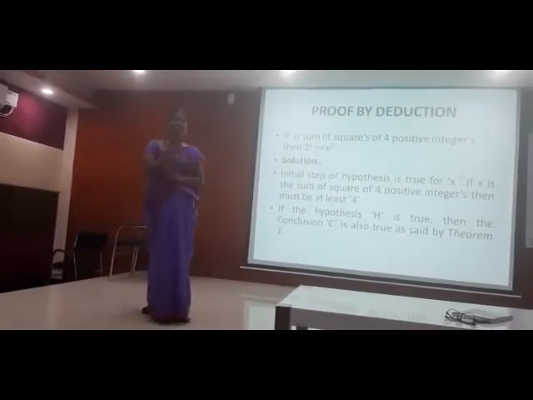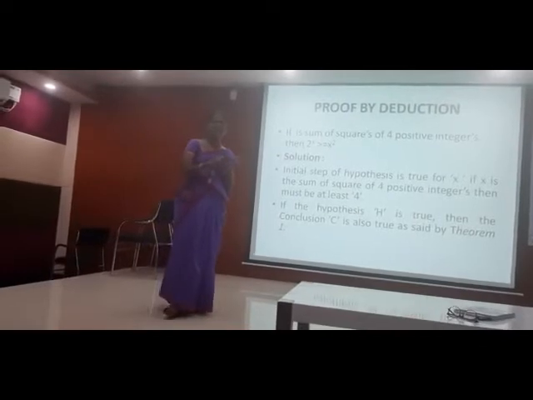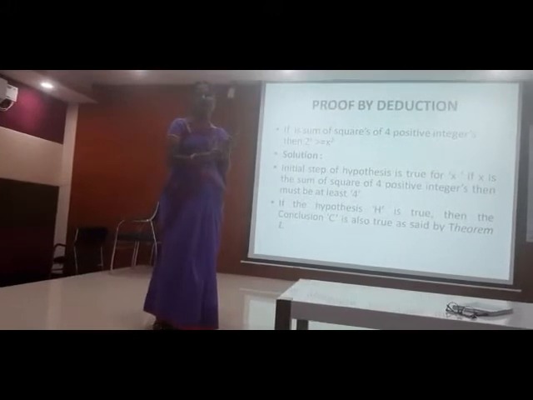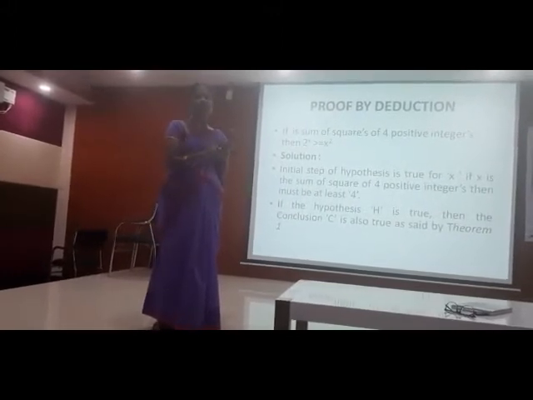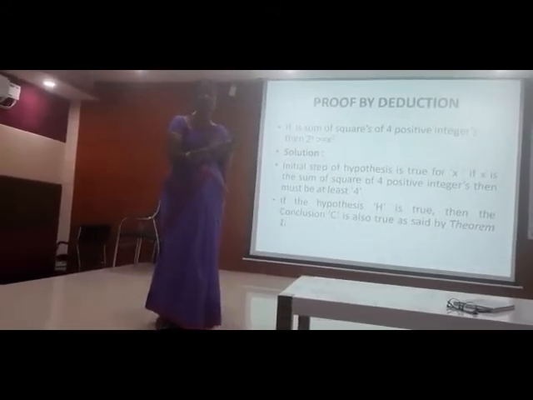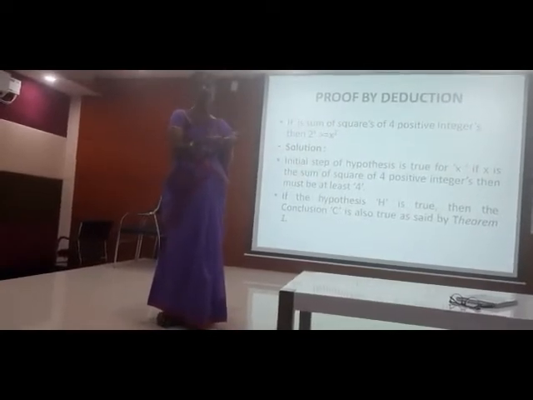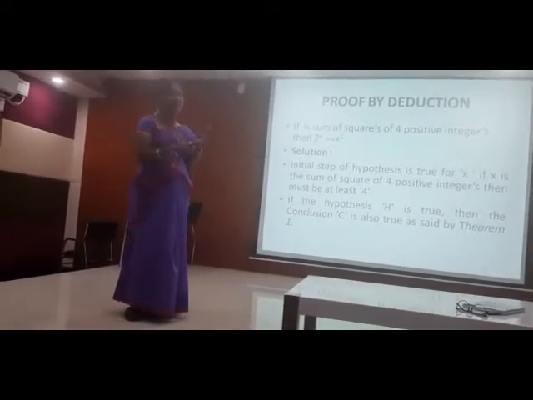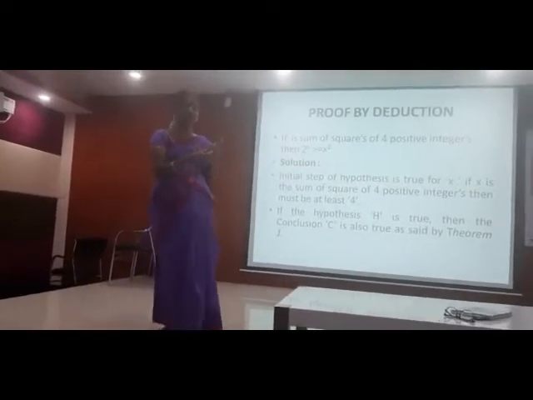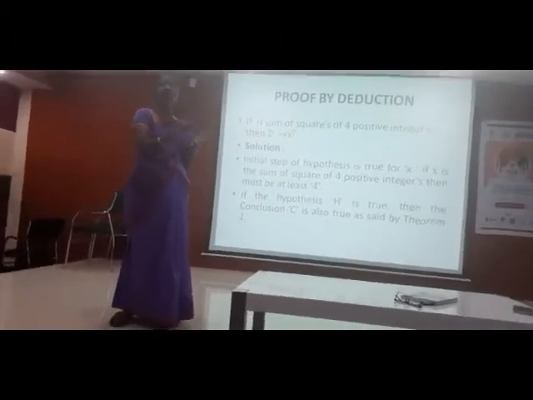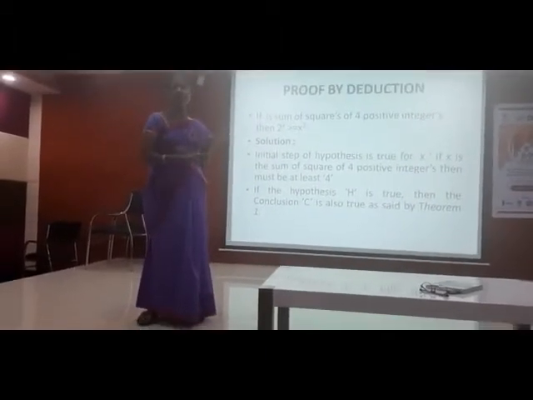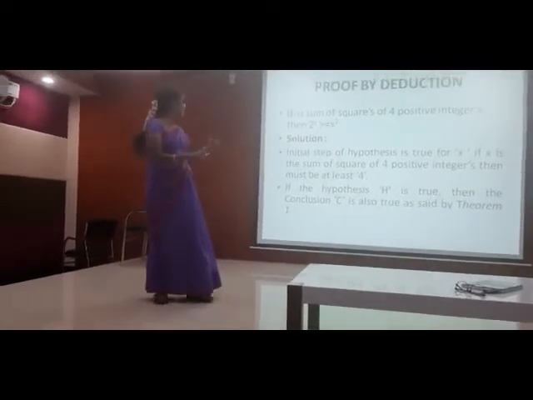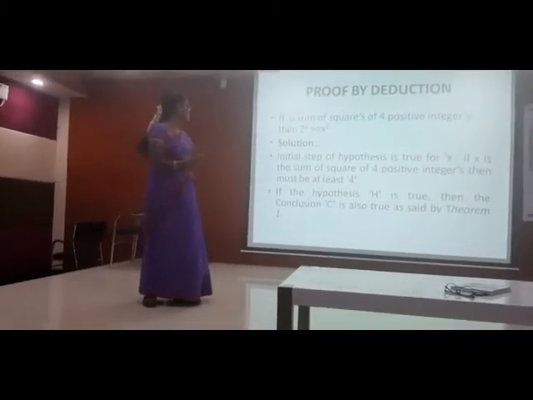Let us assume the 4 positive integers as a, b, c and d. Positive means at least the value should be 1, then only it is a positive value. A should take the value 1, B should take the value 1, C should take the value 1, and also D. At least 1 means a greater than or equal to 1, b greater than or equal to 1, c greater than or equal to 1 and d greater than or equal to 1. When you add all these, you will get a minimum value of 4, at least 4. So let us keep it as x. The initial step of the hypothesis is true.